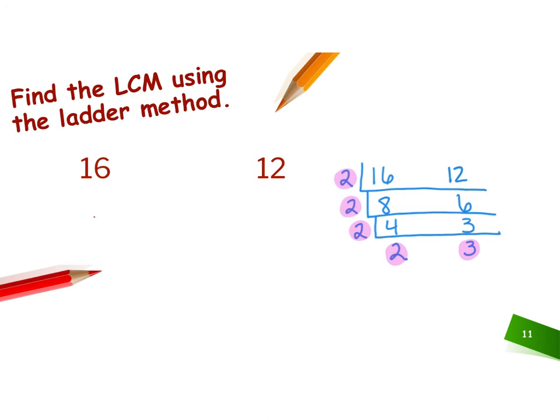I see 4 2s, and 1 3. 2 times 2 is 4, times 2 is 8, times 2 is 16, times 3 is 48. So the LCM of 16 and 12 is 48.